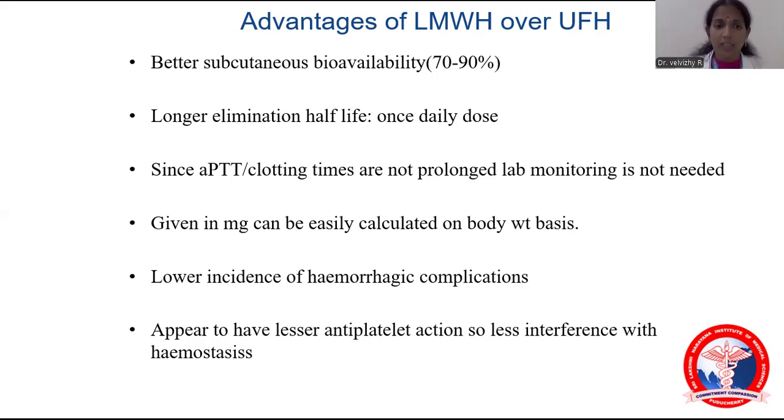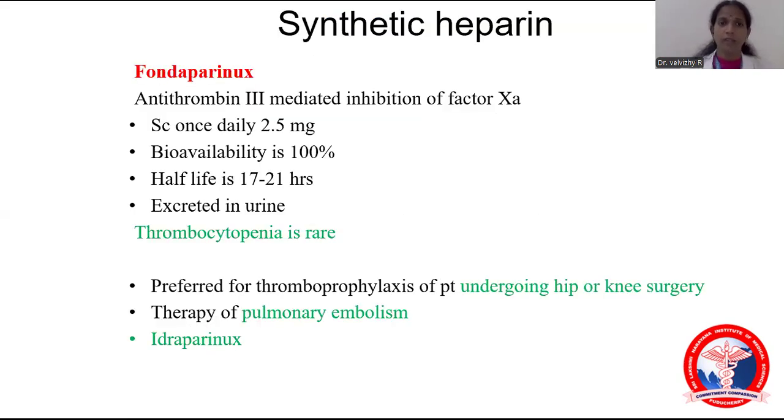Okay, and here, as I told, adverse effects are also very few compared with heparin. Then we'll move on to synthetic heparin. So synthetic heparin, we have fondaparinux. It inhibits factor 10A. This is also given subcutaneously, once daily, 2.5 milligram, and bioavailability here is 100%.